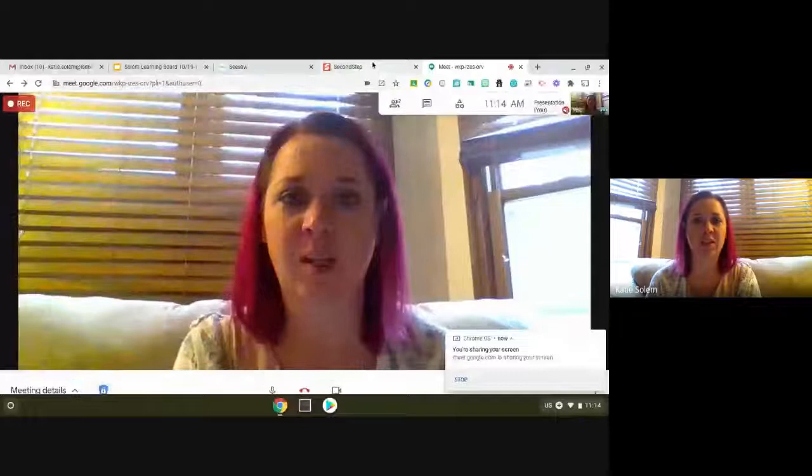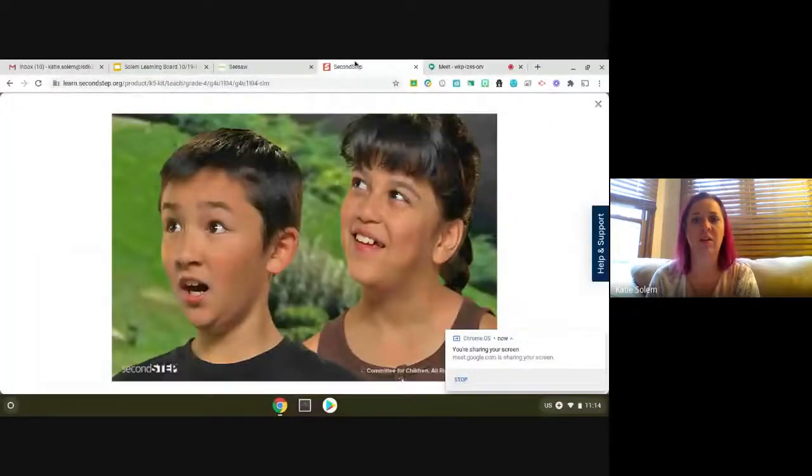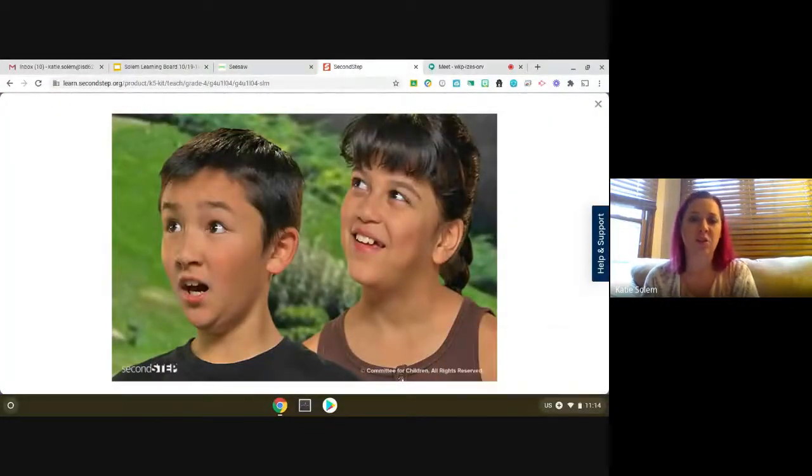I'd like you to just take a look at this picture. I notice that there's two children here, and they both are looking at the same thing. But what do you notice about their faces? Are they having the same reaction to this same thing? No, they're having totally different reactions. The boy here has a look of shock, maybe a little bit scared or nervous, where the girl looks more excited and happy about whatever it is that they're looking at.